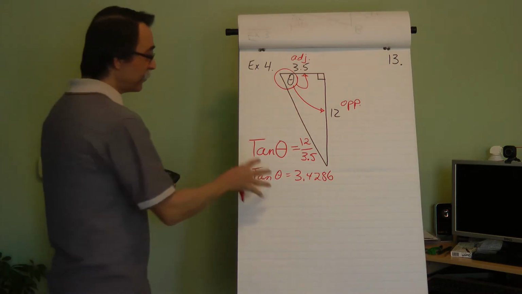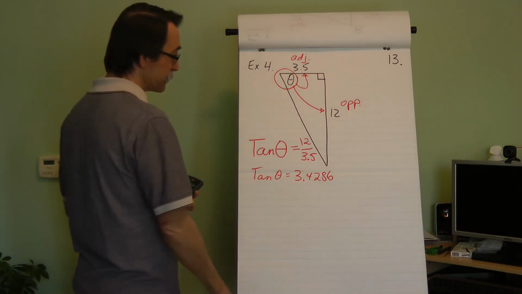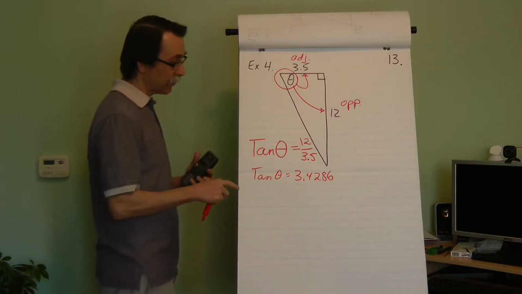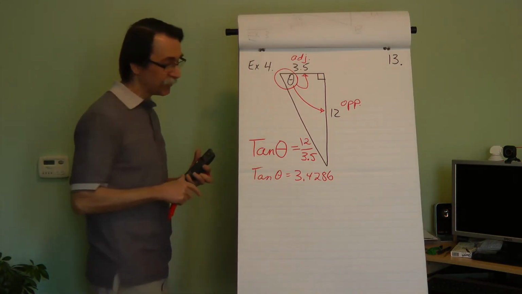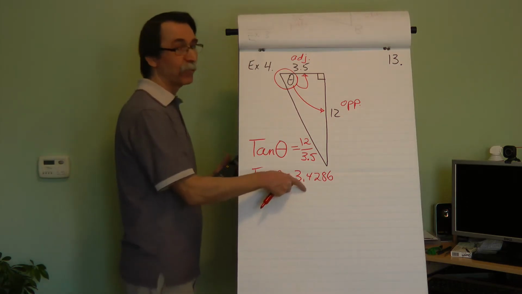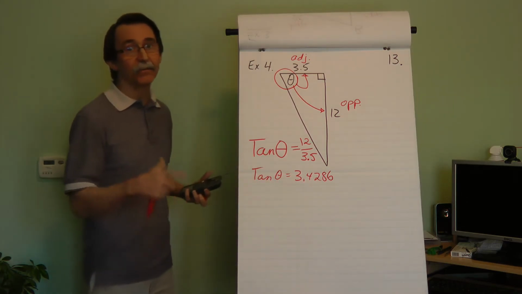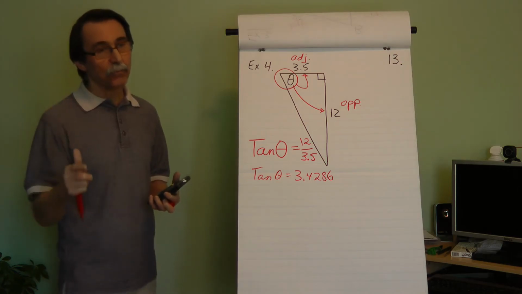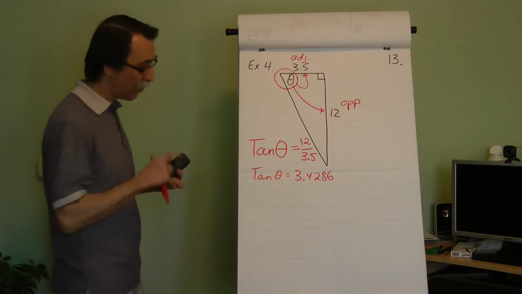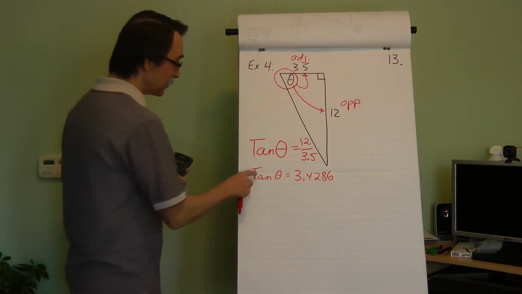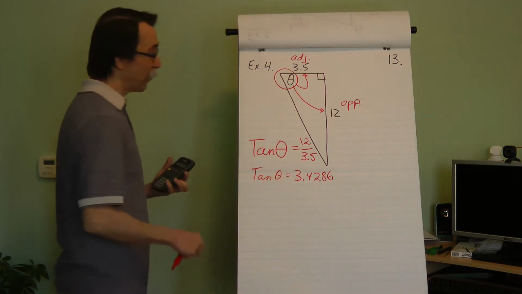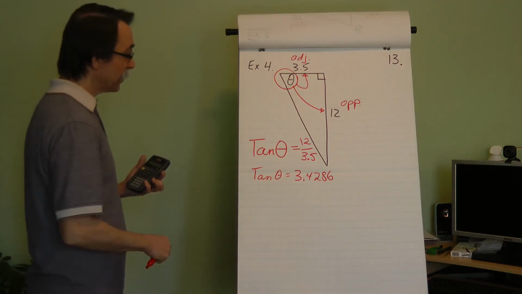So what do we do with this number? By the way, I'll just make another sidestep here. The only trig function that can have a number that's greater than 1 is tan. Sine and cos always have to be less than 1. Always. So we have tan theta is equal to 3.4286.